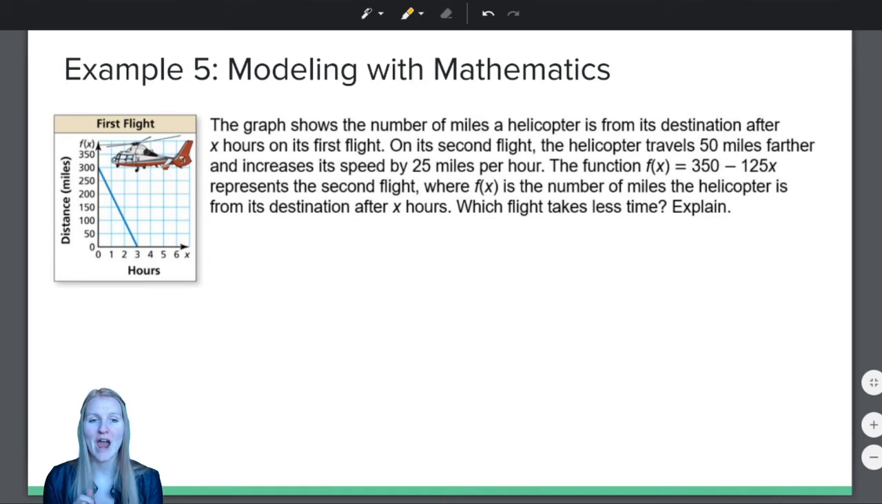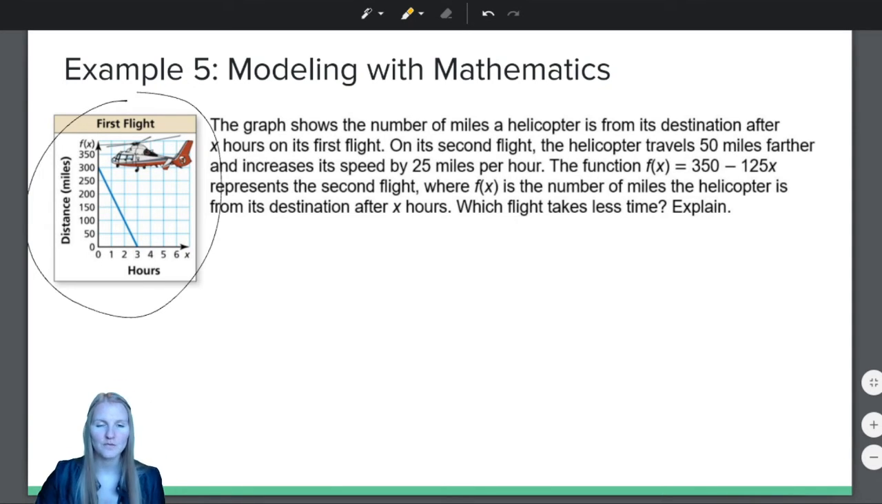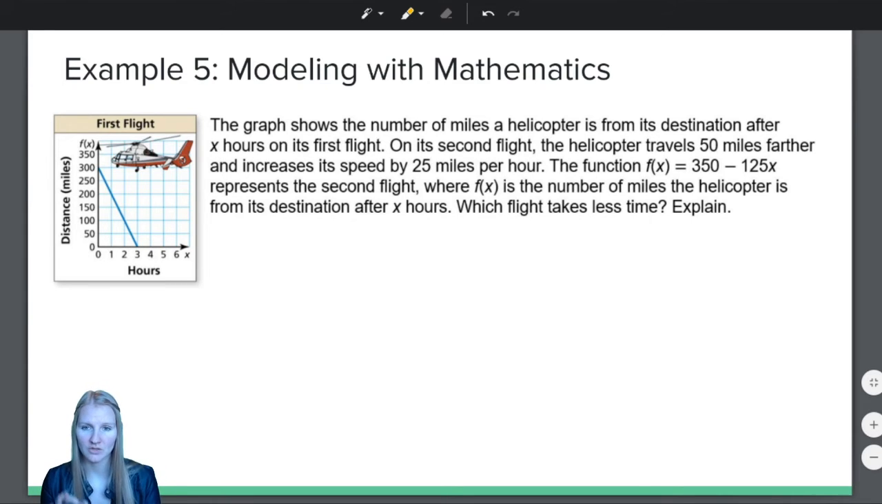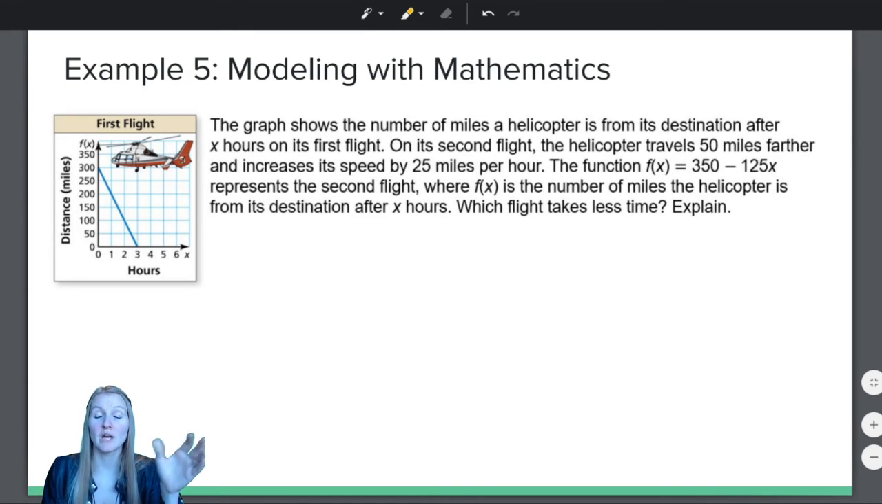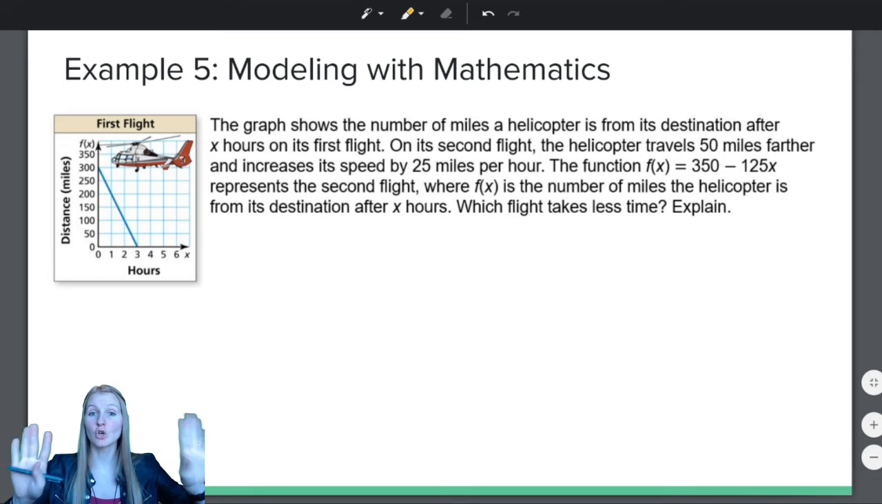It says, the graph, this graph, shows the number of miles a helicopter is from its destination, so how far away the helicopter is from its destination after x hours on its first flight. Okay, so we're doing two different flights. A helicopter is flying to a destination one time, and it's flying to the destination again a second time. On its second flight, the helicopter travels 50 miles farther. Oh, okay, so it's not the exact same trip. We're taking two different trips.